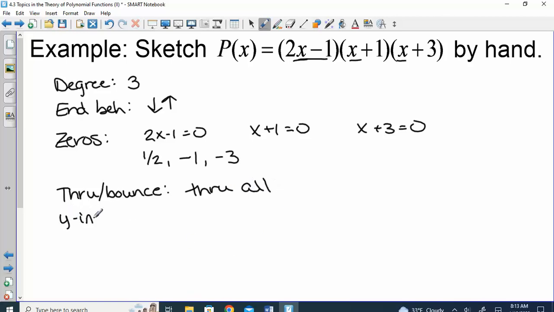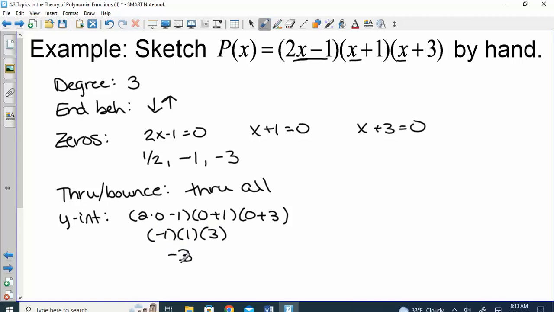Next step, y-intercept. What is a y-intercept? When it crosses the y-axis. What's x equal to if you're crossing? Okay, so you plug in a 0 for all of your x's. Wouldn't it be the same thing as zeros? On zeros, we set each one equal to 0. Oh, yeah. We set the y equal to 0. So we get negative 1 and 3. So my y-intercept is negative 3.